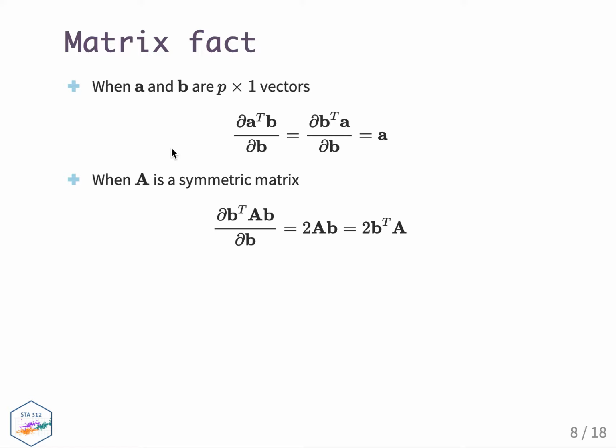Another important piece of information is that if we have 2 of the same vector, for example here, B is a p by 1 vector and A is a symmetric matrix in the middle, then taking the derivative with respect to B is just like in scalar mode. If we had B times A times B, like B squared times A, the derivative would be 2AB. I think that makes it a little clearer to see.